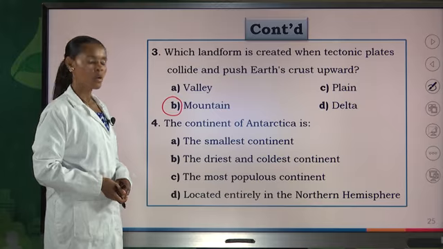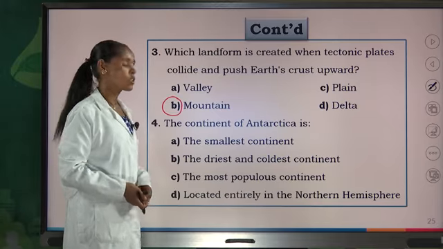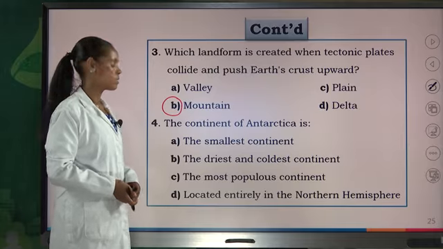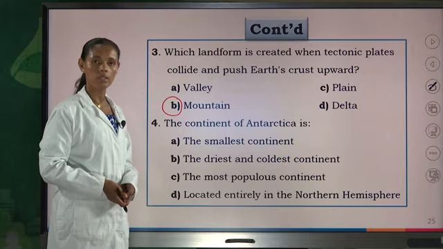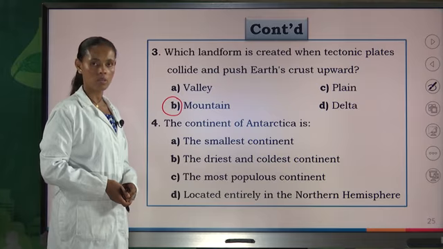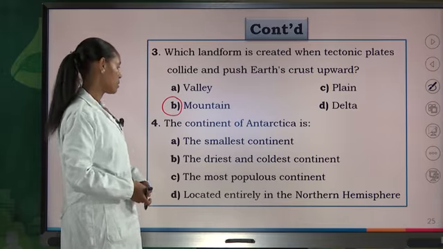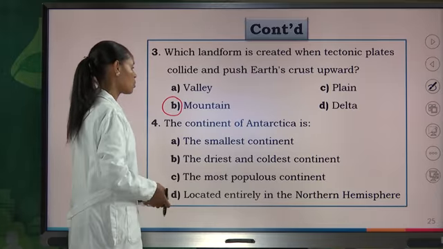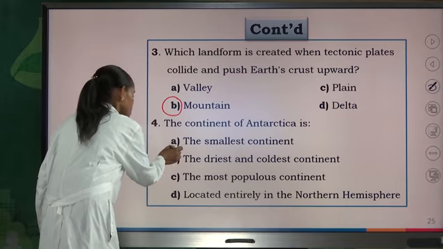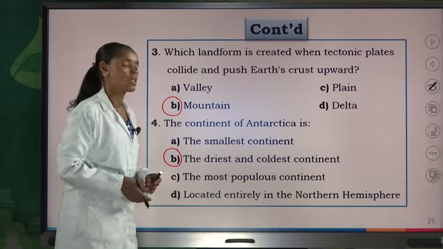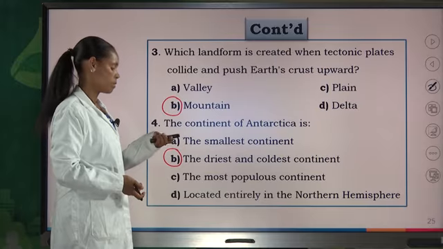Mountain. Question number 4. The continent of Antarctica is A. the smallest continent, B. the driest and coldest continent, C. the most populous continent, D. located entirely in the northern hemisphere. The correct statement about the continent of Antarctica is choice B, the driest and coldest continent.